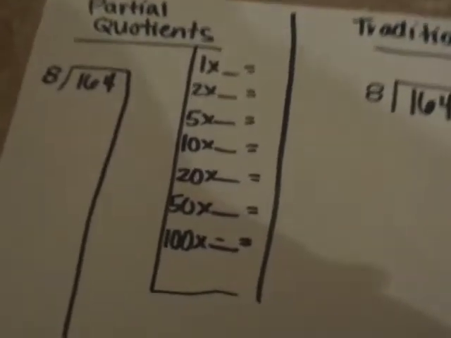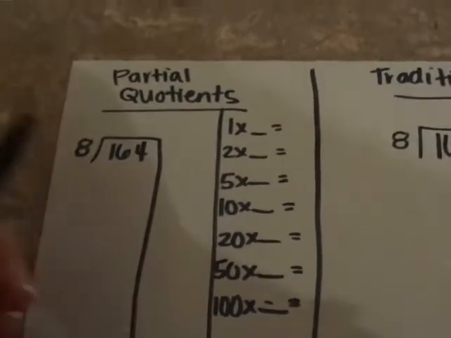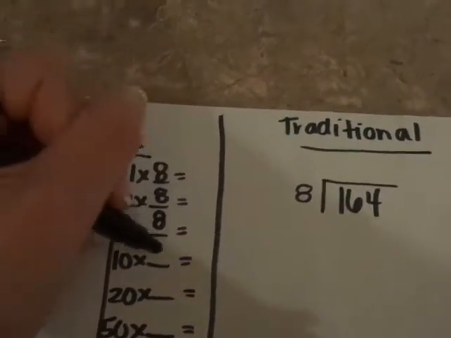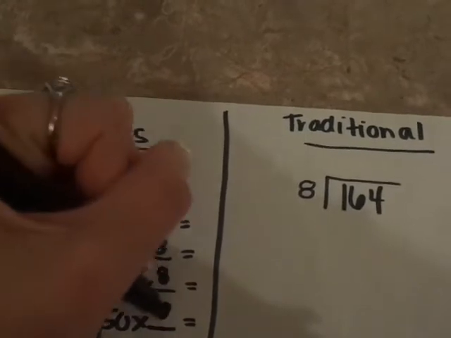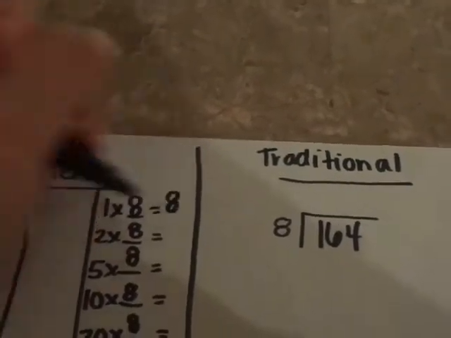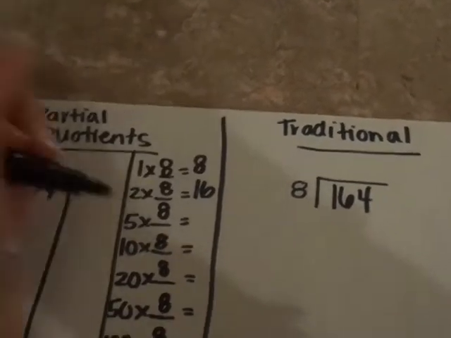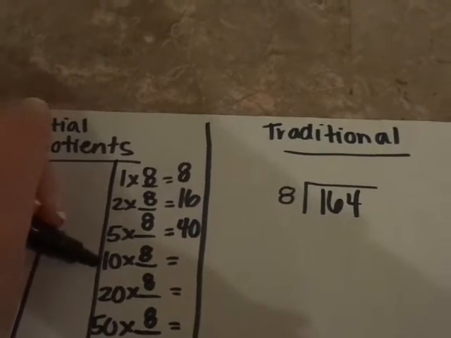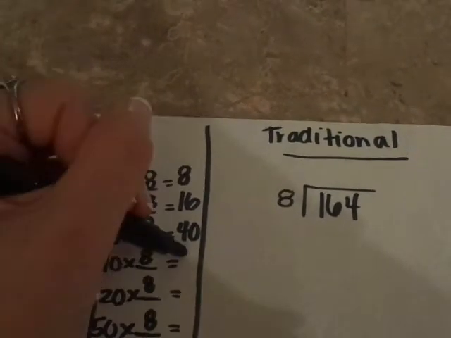I'm going to start with solving partial quotients. So we start with our divisor, filling in our cheat sheet. So we're going to fill in 8 for all of these blanks. And you'll notice there's a pattern with them. So 1 times 8 is 8, 2 times 8 is 16, 5 times 8 is 40, and then our pattern, this is where it repeats. 10 times 8 is 80.